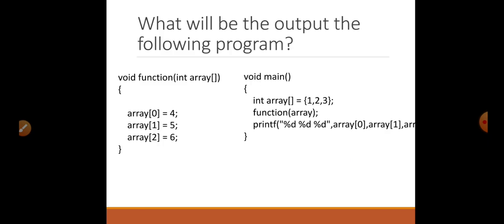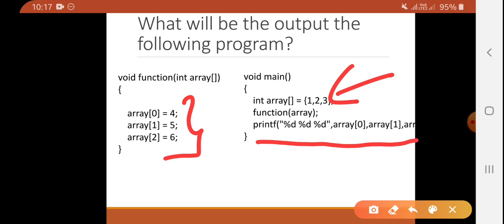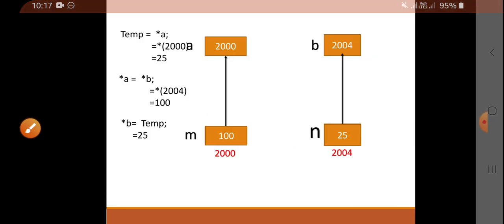Okay, now second question, just try to look at what will be the output of the following program. Here in main, we have declared one array, and we are passing that array to a function. Okay, and we are changing the value of the array. Initially the values are 1 2 3, now we are setting the values 4 5 6. So what will be the output here? 1 2 3 or 4 5 6? So the correct answer is 4 5 6.